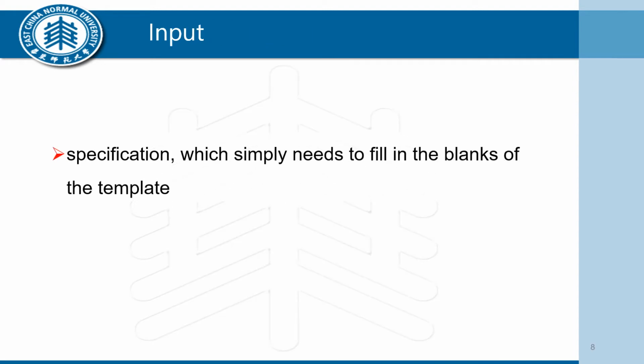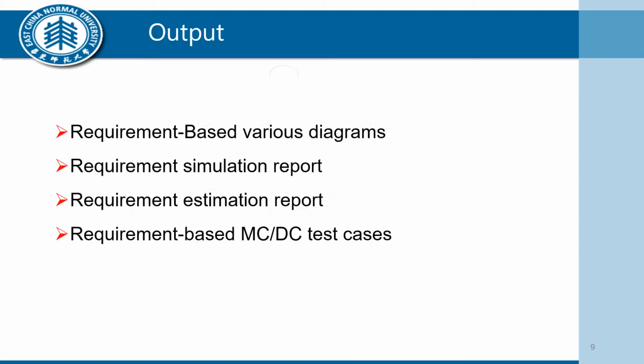Next, let's talk about the input of our approach. We provide a Microsoft Word template to help construct the specification, which means the engineer simply needs to fill in the blanks of the template, and this specification is the input of our approach. The output of our approach is the requirement-based variable diagrams, the requirement simulation report, the requirement estimation report, and the requirement-based MCDC test cases.